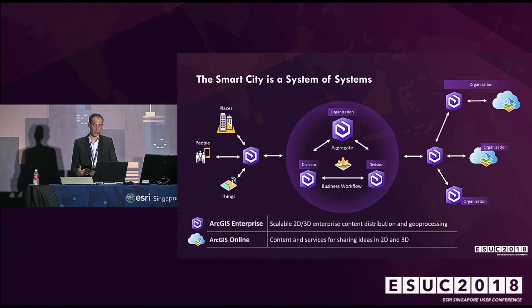And ArcGIS distributed collaboration allows for such architecture. It synchronizes scene layers, web scenes, and all the content you need to share across systems through a trusted relationship.